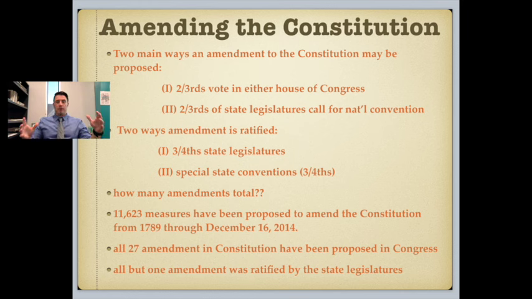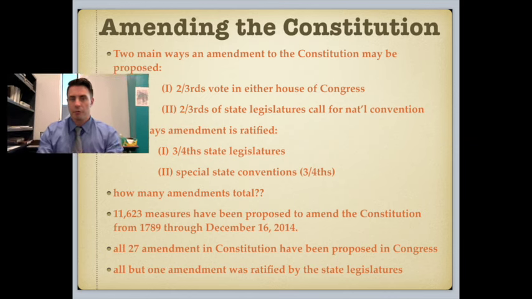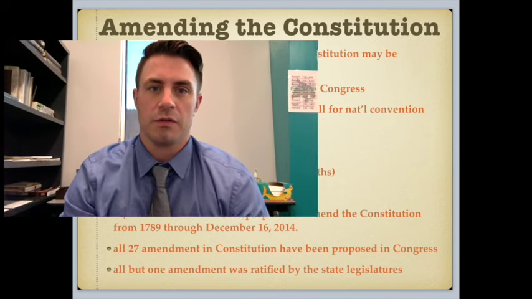Now, altogether, as I mentioned, there are 27 amendments, including the first 10 Bill of Rights. All 27 amendments have first been proposed in Congress. Never before in American history has there been a 2/3 state legislature call for a national convention. So the Bill of Rights, those 10 plus the 17 that followed, have all been proposed first in Congress.